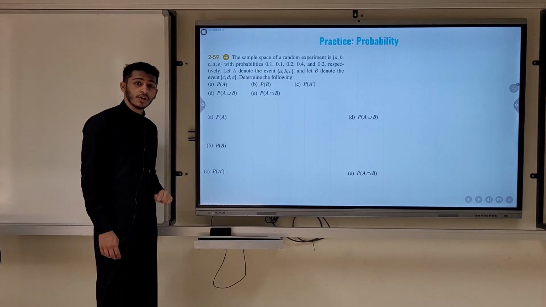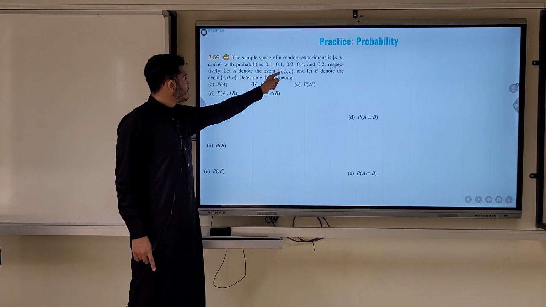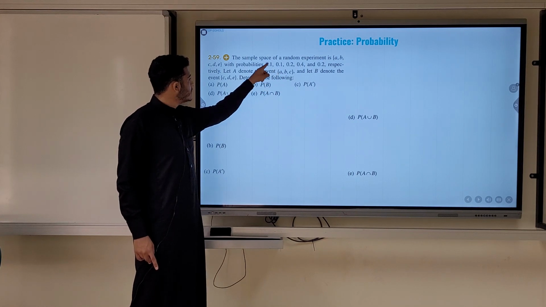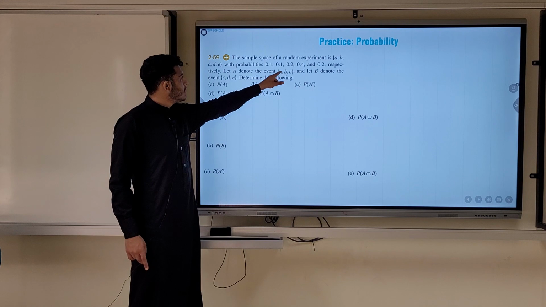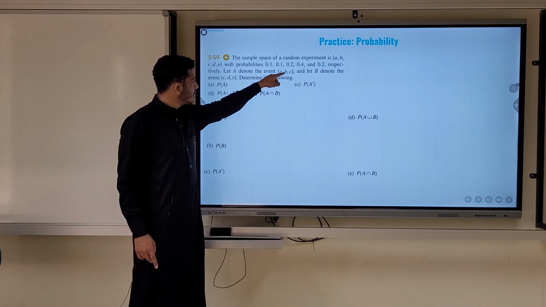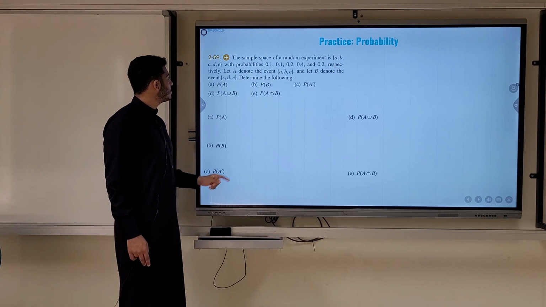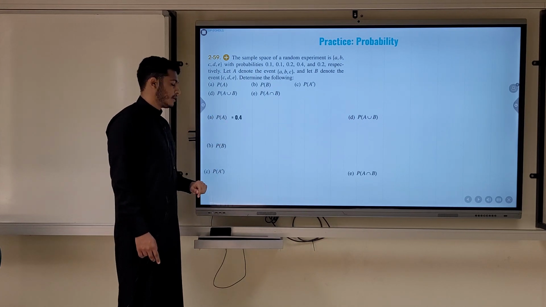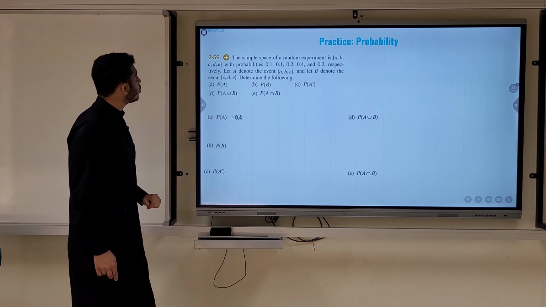So let's solve these questions. First, let's find the probability of A. The probability of A, as we can see, includes A and B and C. The likelihood for A is 0.1, as it's arranged here, and B, the second one, is 0.1, and C, the third one, is 0.2. So if we add all of these probabilities, we find the probability for A, which sums up to 0.4.